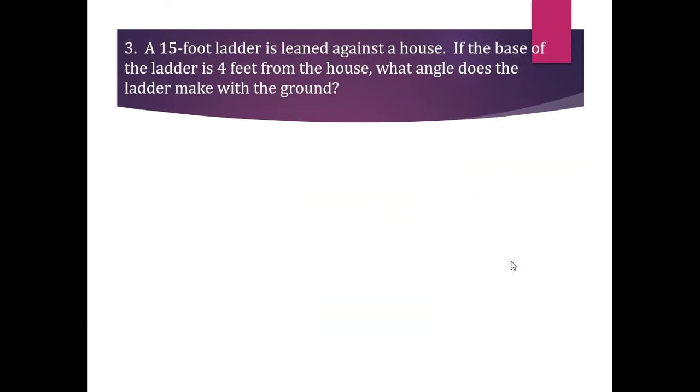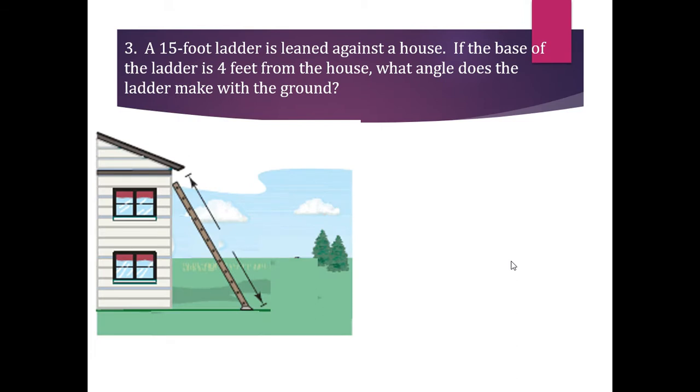All right. Number 3. A 15-foot ladder is leaned against a house. If the base of the ladder is 4 feet from the house, what angle does the ladder make with the ground? So here is a house, here's the ladder, and we're going to go ahead and plug in our info. 15 feet ladder away from the house by 4 feet, and we're looking again for the angle of elevation. So let's plug in what we know. 4 is adjacent this time. 15 is still across the 90 degrees, which is the hypotenuse.